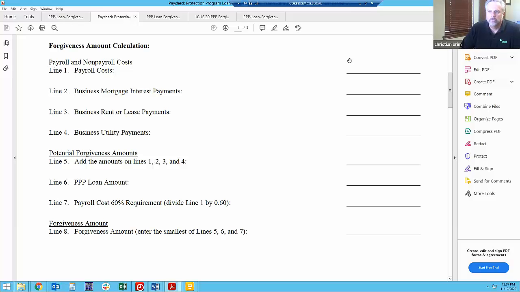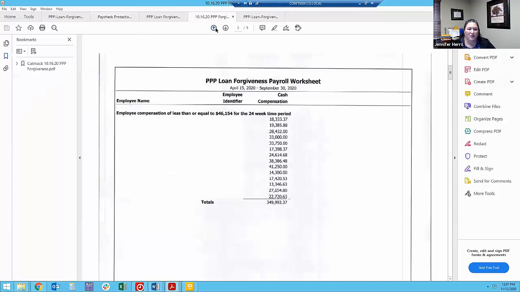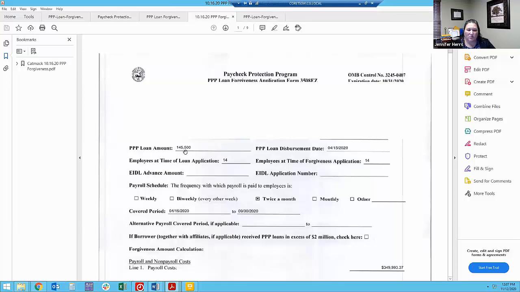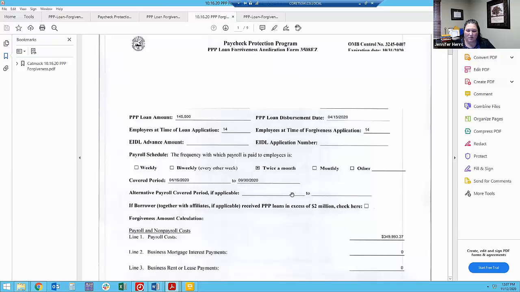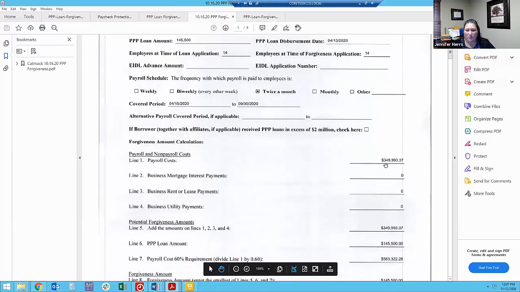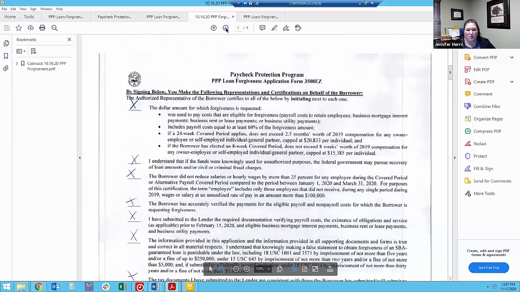And only put your payroll costs up here for what you need. I have the example here of one that we did. The loan amount was $145. They're 24 weeks. Their payroll costs were $349 per the form that we had. So we just used that form.